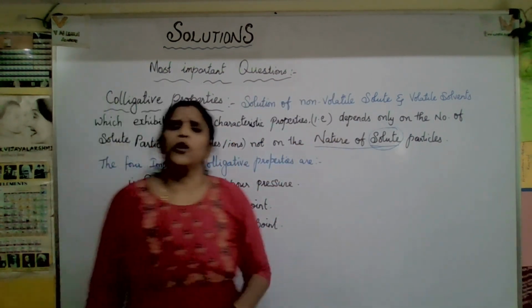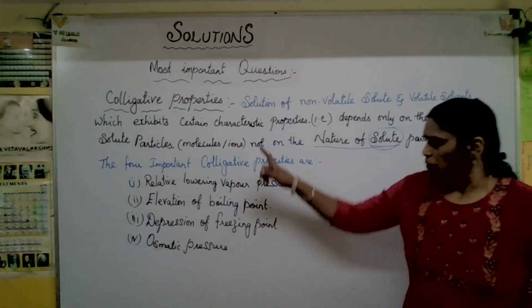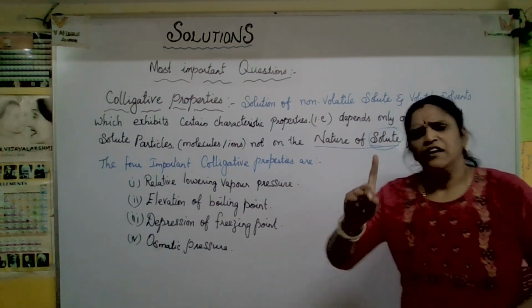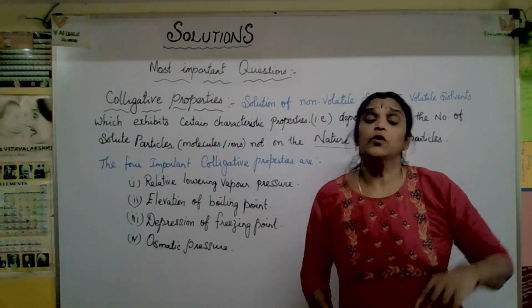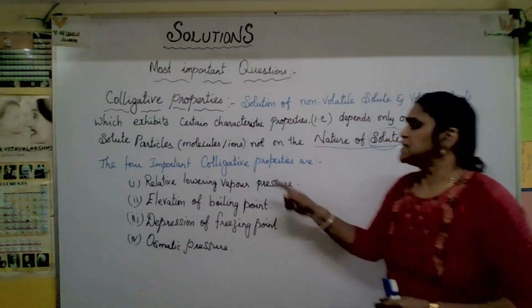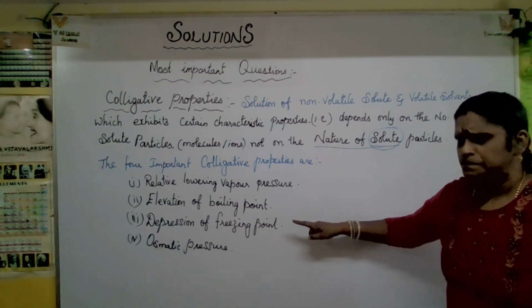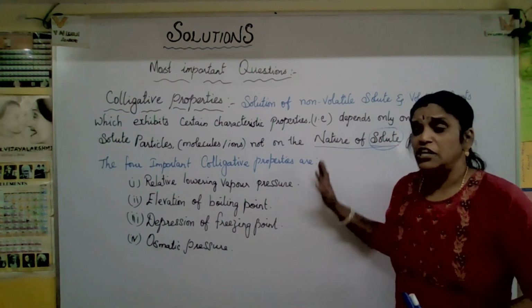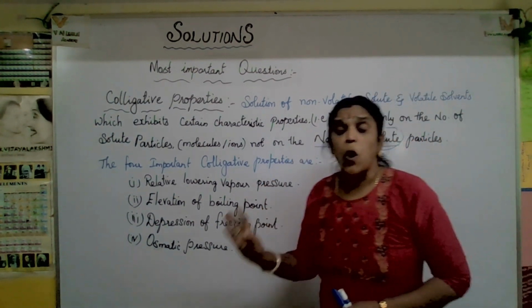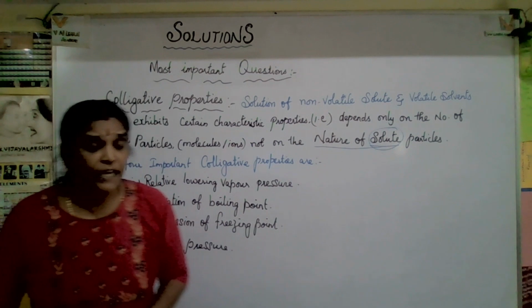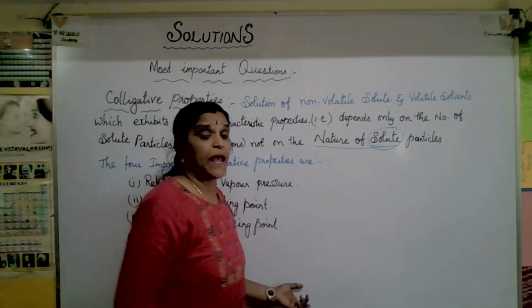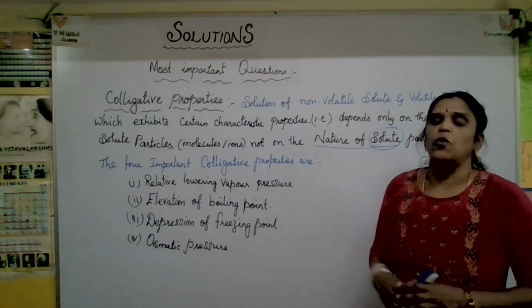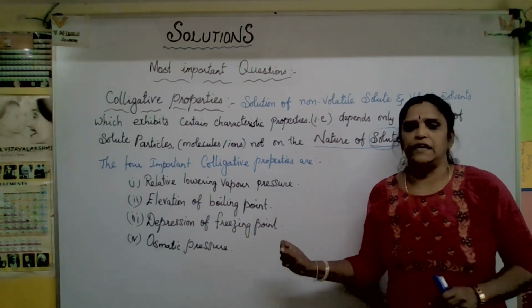Yes, what are the four important colligative properties? Number one, relative lowering of vapor pressure. This we have already gone through in our previous video. The second one, elevation of boiling point, then depression of freezing point, and osmotic pressure. These are all important points to be noted for the board exam, and important questions can be asked. Some related problems are also available. Let us analyze each and everything very clearly.